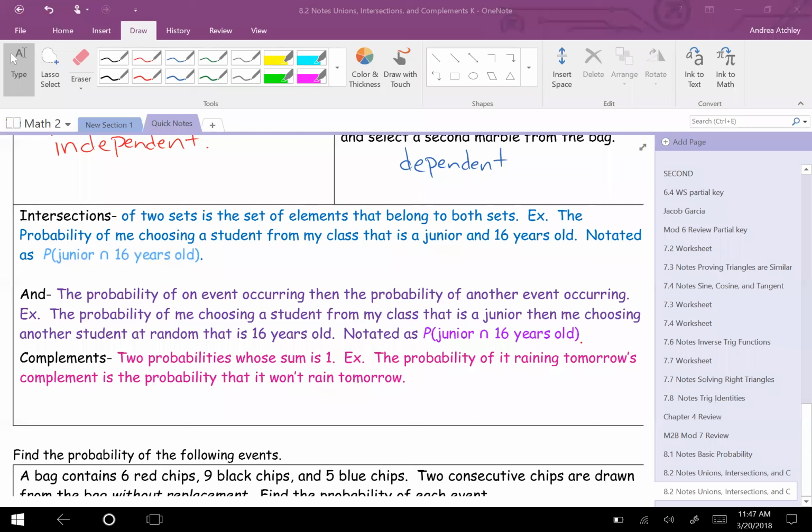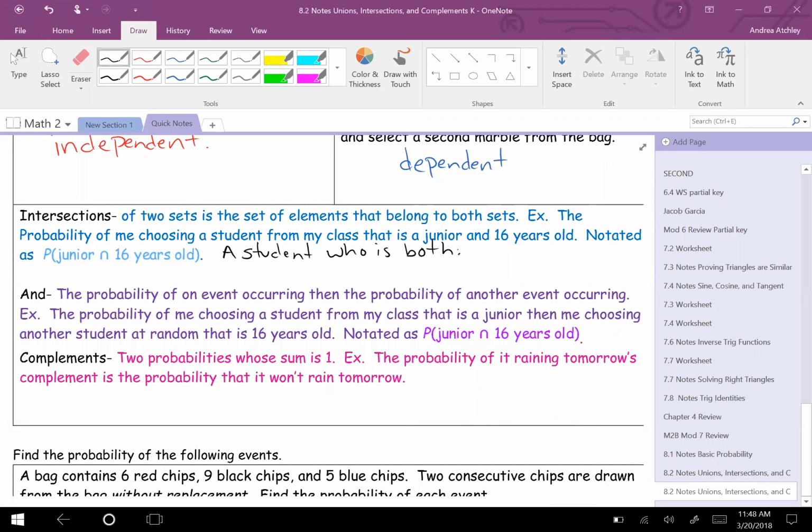1 second. So a student who is both. Does that make sense? This is a really big delay right now.